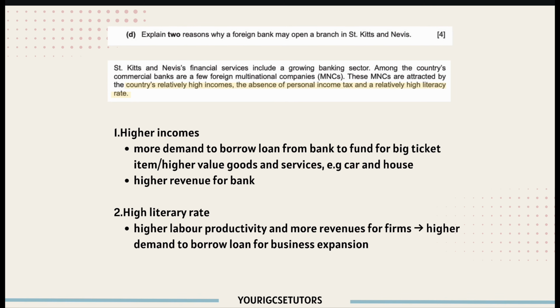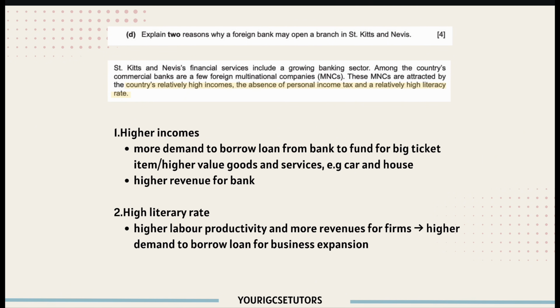Question D. Explain two reasons why a foreign bank may open a branch in St. Kitts and Nevis. So from this paragraph, we know that the foreign bank is a kind of MNCs. So there are three reasons highlighted in the yellow part. So for the three reasons, you just need to choose two and explain. So 2 marks for identifying and 2 marks for explanation.